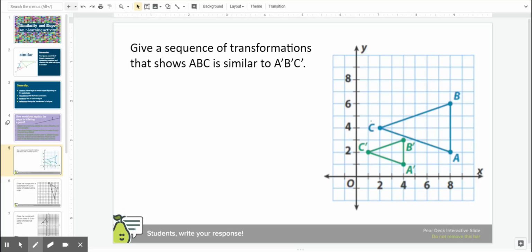So this is your similarity and slope pair deck assignment. So we're just gonna go over some of the questions. So this is slide number 5.